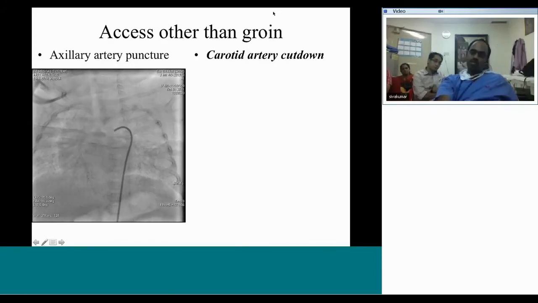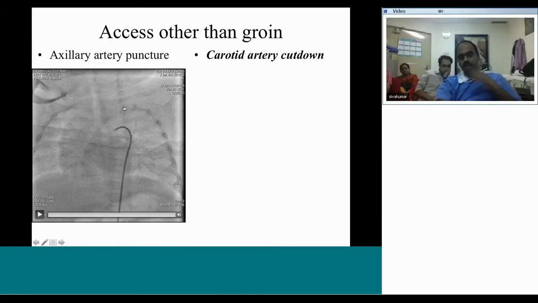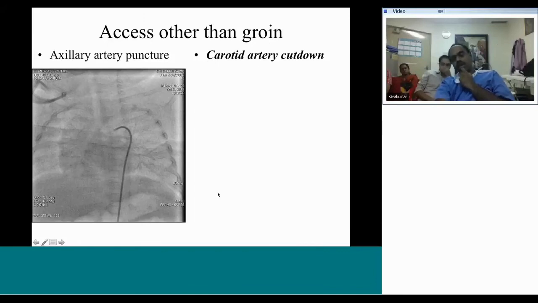Access other than the groin, people talk about axillary artery puncture and carotid artery cut down. It is a good strategy because many of the tortuous ductus may get a better force from the subclavian artery, so you can puncture the axillary arteries. However, axillary artery procedure is a little bit more morbid than the femoral artery procedure.